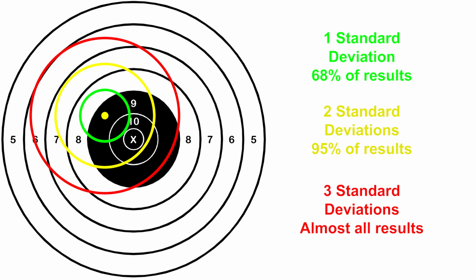Finally, this ring is three standard deviations away from the aim point. Almost all the expected decision points in the future will fall within this circle. So the standard deviation helps us to determine the likelihood of a shot falling within a given location. Once we have a shot location, we can determine what value that shot scores.